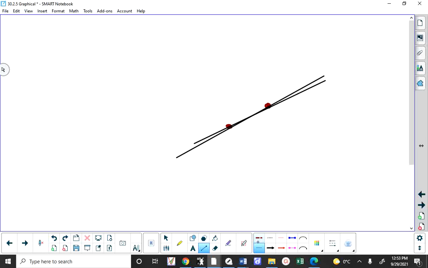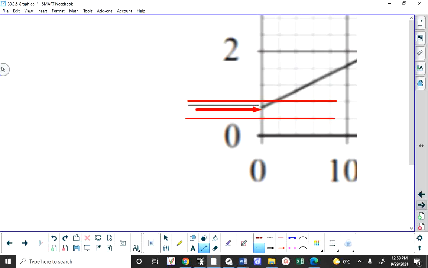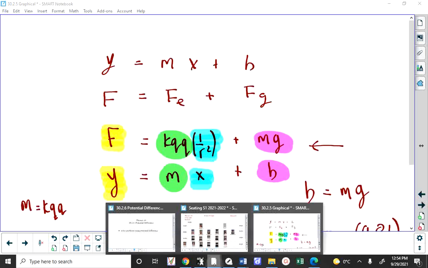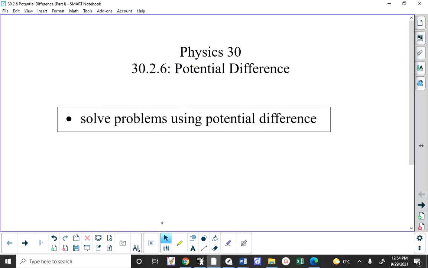I think we pretty much covered the rest of this yesterday, so we're going to move on today and look now at lesson 2.6, which is potential difference. And we'll spend a couple of days, we'll spend today and Friday on this. We're going to be solving problems using potential difference. I don't know what page this is on, but you guys are smart. You can figure out where it is. I'll talk a little bit later about your written response and what you could have done to make it better.